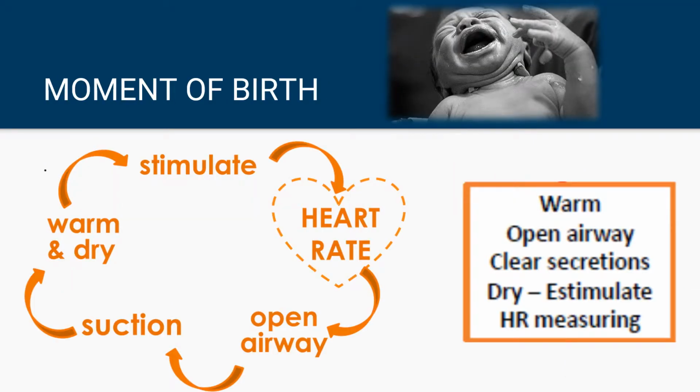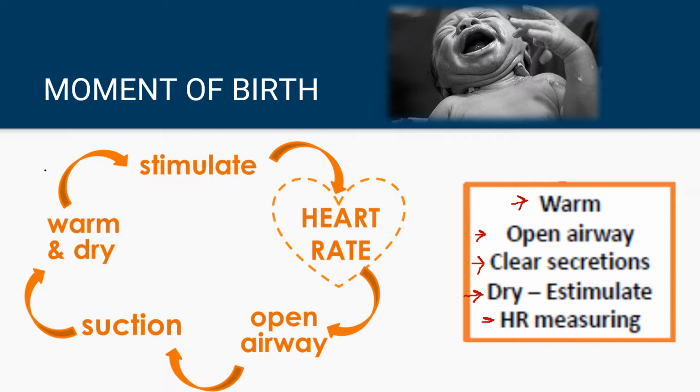Okay, so the 5 things that we have to do when we start the resuscitation is to warm the baby. So we bring the baby to the heater, to the cradle heater. It has to be turned on. Open the airway. We will show which maneuvers we have to make to open the airway. Clear secretions. Also to clear all the secretions that can be in the mouth or in the nose. Dry and stimulate after the clearing of the secretions.